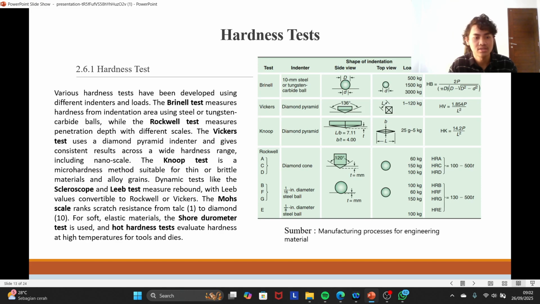Dynamic tests like the scleroscope and leeb tests measure rebound, with values convertible to Rockwell or Vickers. The Mohs scale ranks scratch resistance from talc 1 to diamond 10. The shore durometer test is used for soft elastic materials, and hot hardness tests evaluate hardness at high temperature for tools and dies. This table shows the shape of indentation, and the Brinell test's indenter, side view, and hardness number.